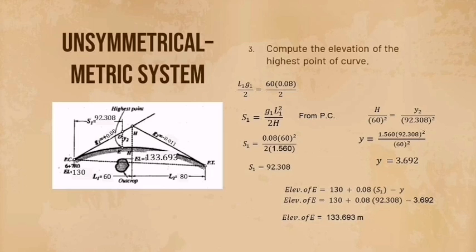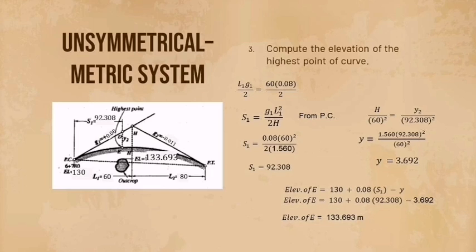S1 is equal to G1 L1 squared over 2H. So let's put in the values again. G1 is 0.08, L1 is 60 squared over 2 times 1.560, which is the H. After computing that, you will get the answer of 92.308.